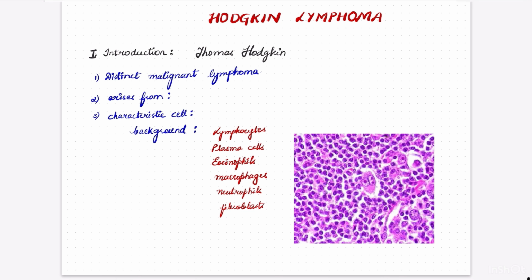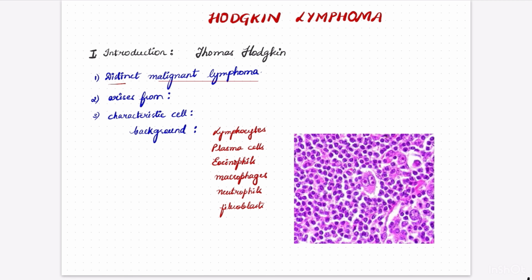I'm Dr. Ashmita. Today I want to discuss in detail about Hodgkin lymphoma. This name, Hodgkin lymphoma, is named after a British physician and pathologist, Dr. Thomas Hodgkin. Thomas Hodgkin first described Hodgkin lymphoma. It is a distinct malignant lymphoma.